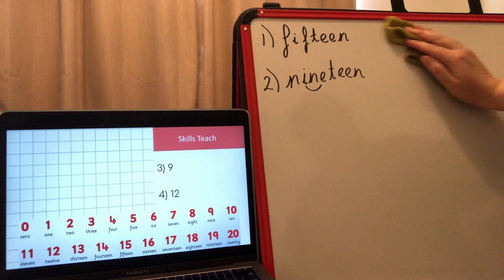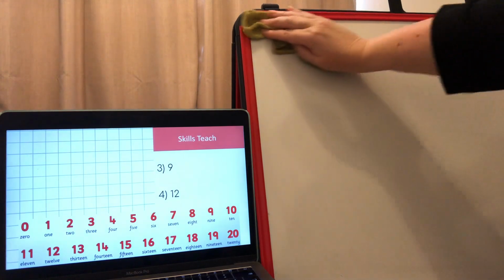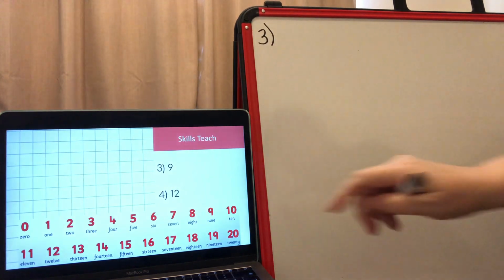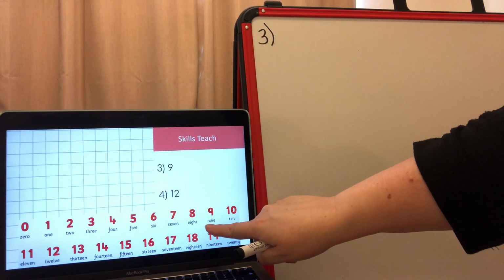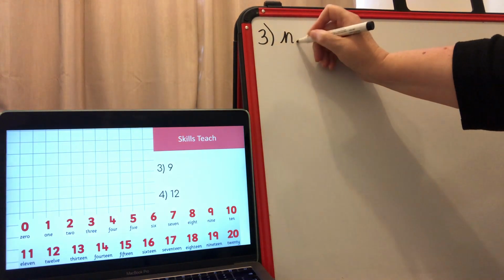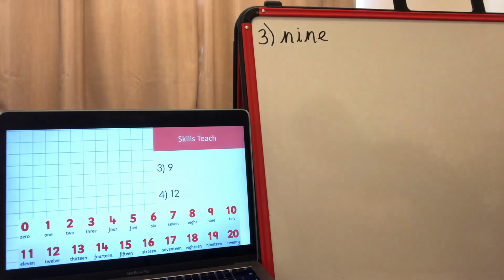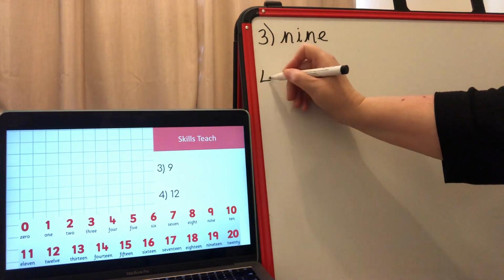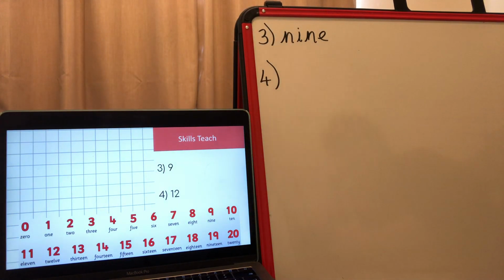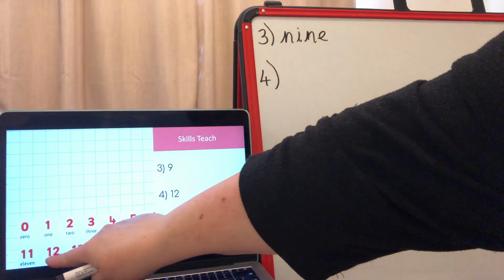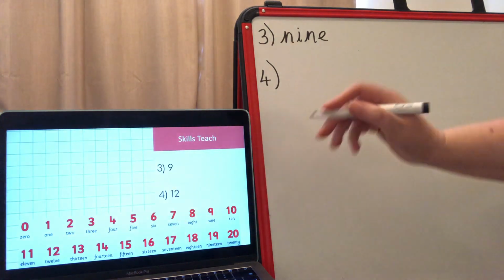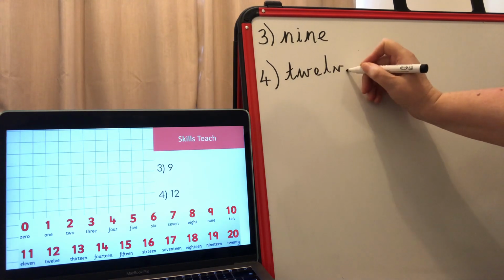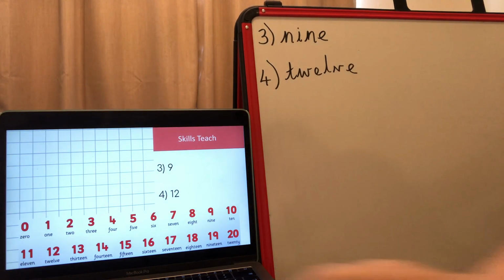So number 3, I wonder if you can beat me to it. Can you find 9 on the chart and say how to spell it? See if I can catch up with you. 9, there it is. The word nine is spelled N-I-N-E. And can you do number 4 before I do? Can you find number 12 and work out how to spell it? Here it is down at the bottom, look. A 1 and a 2 next to each other to make 12. The word twelve is spelled T-W-E-L-V-E.